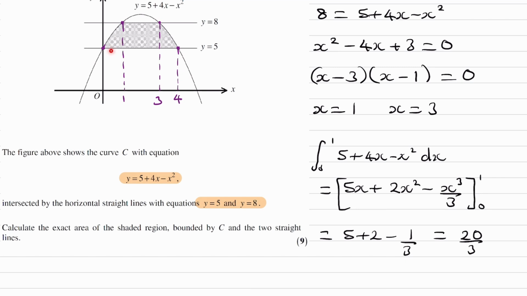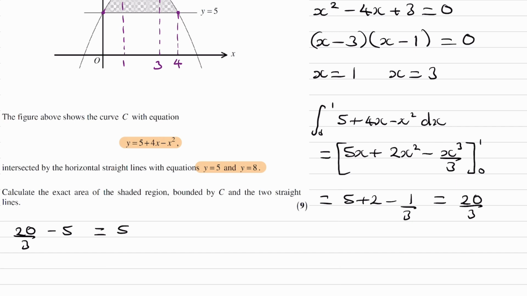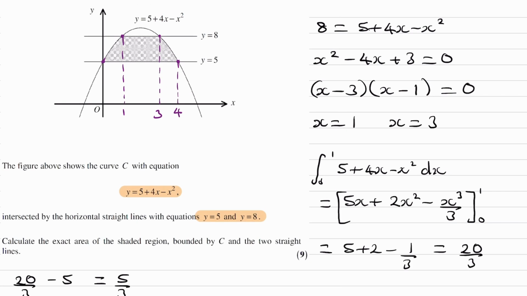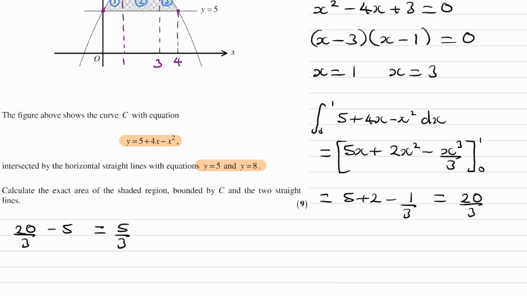If we take away the area of this rectangle here, the base of this is 1 and the height is going to be 5, so 1 times 5, the area of this is 5. If we do 20 over 3 minus 5, that gives us 5 over 3, which is the area of this little bit here. And because of the symmetry of the shape, that area there, I'll call it area 1, is equal to area 3. So area 1 is equal to area 3.